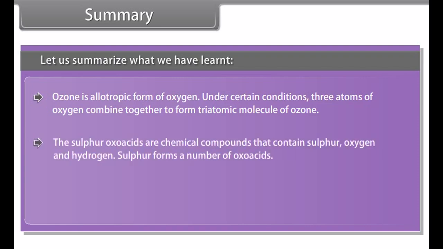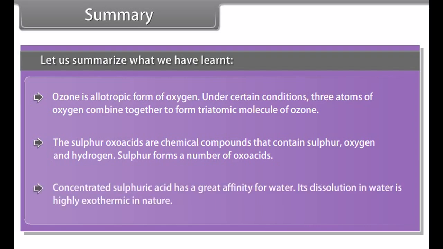The sulfur oxoacids are chemical compounds that contain sulfur, oxygen, and hydrogen. Sulfur forms a number of oxoacids. Concentrated sulfuric acid has a great affinity for water. Its dissolution in water is highly exothermic in nature.